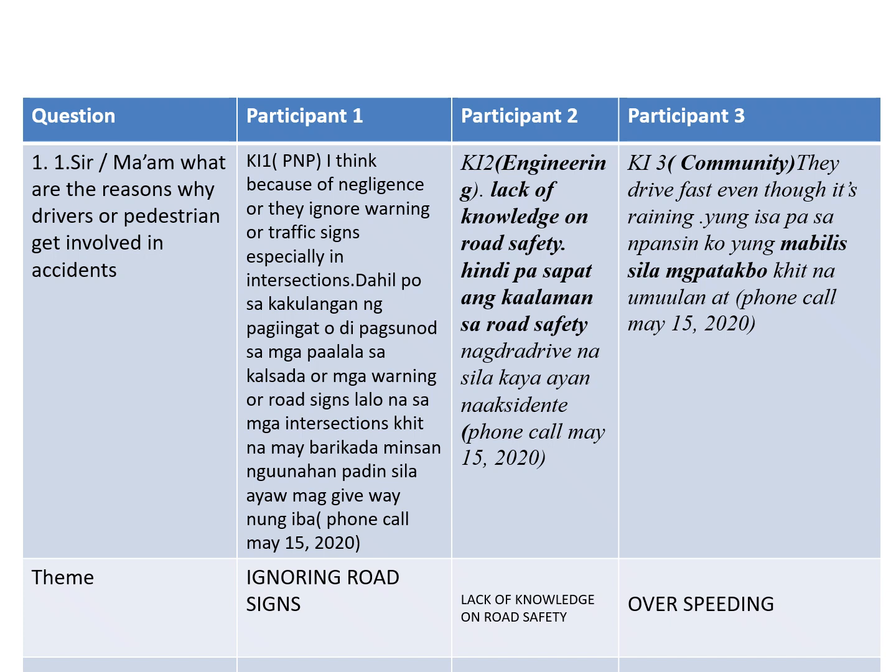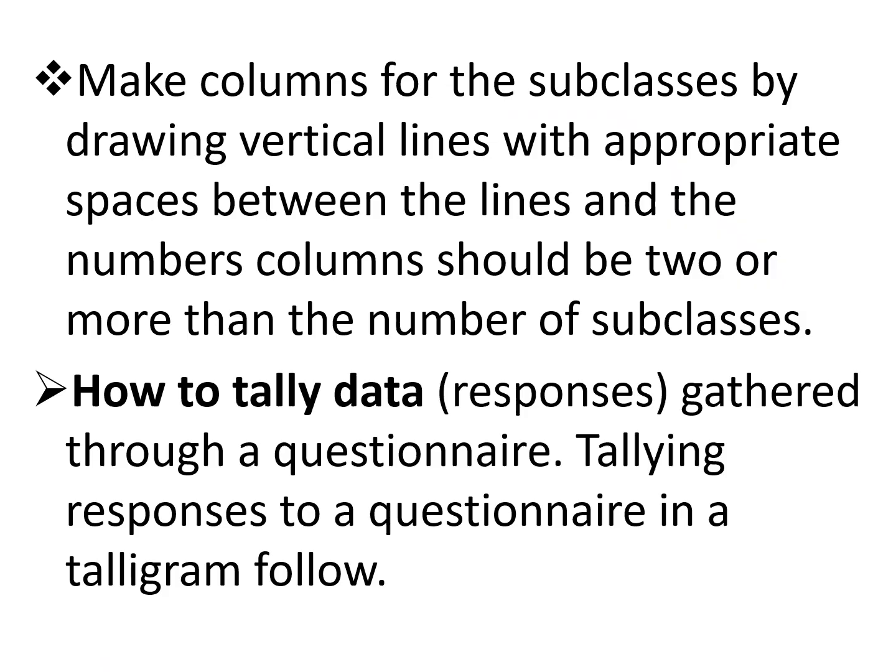So here are the examples for the PNP. The theme of their answers, we have ignoring road signs. For participant number two, the engineering department, lack of knowledge on road safety. And for participant number three, we have over speeding. As you can see, there are columns and subclasses on that particular example.